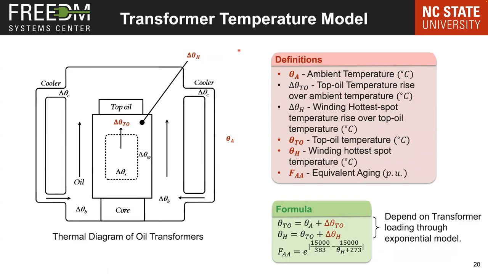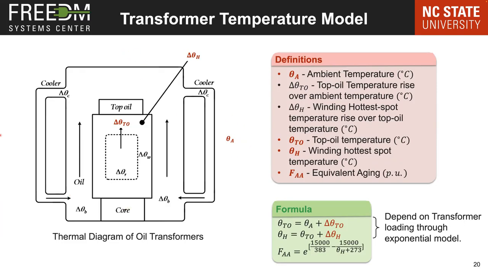So what are these transformer internal temperatures? You can see this is the thermal diagram of a transformer. These are radiators. You can see the core here, the winding wound around the core. But of all these temperatures, we are interested only in 3 of these temperatures.